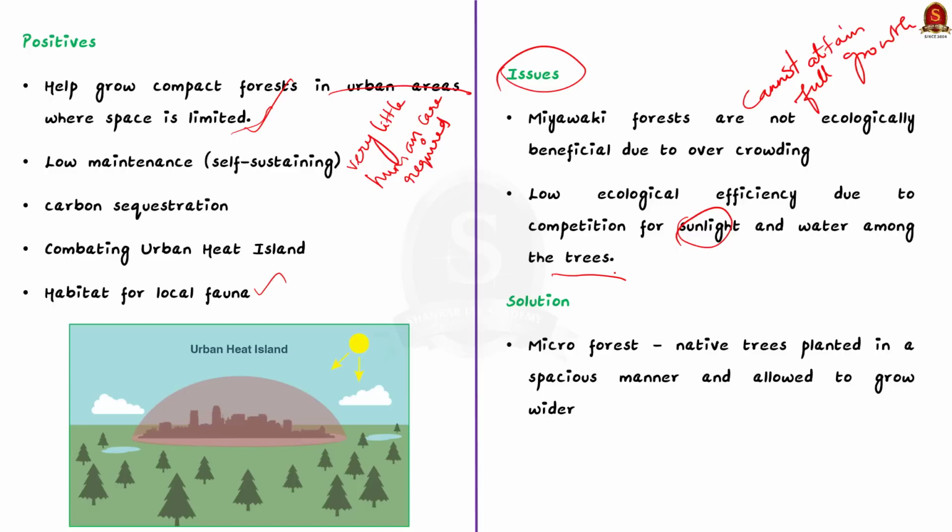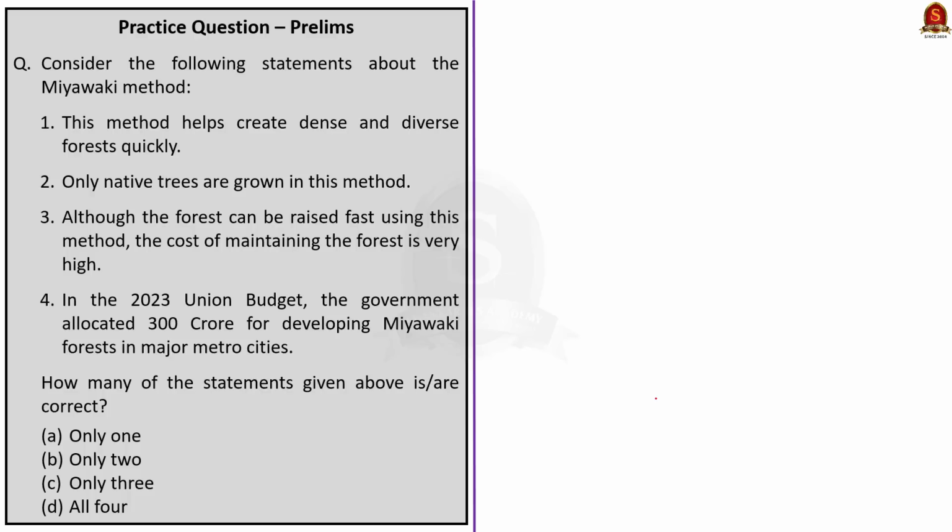So the conservationists are of the opinion that instead of investing in Miyawaki forest, the government should rather invest in micro forest where native trees are planted in a spacious manner and are allowed to grow wider along with other creepers. This will have a long-term positive impact on the cities. That is all about the news article. In this news article, we saw what this Miyawaki method is, what some of the significance of the method are, and we saw some of the issues with the method with the way forward. So with these learned points, now let us move on to the next news article discussion.